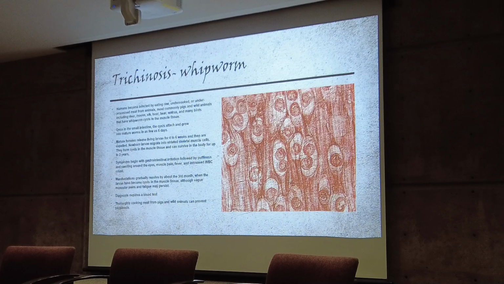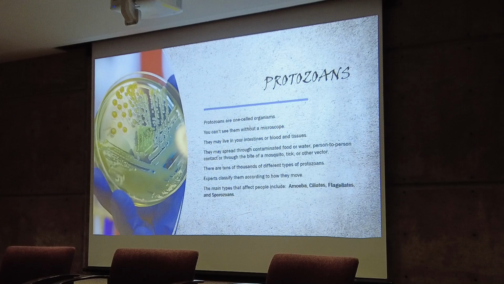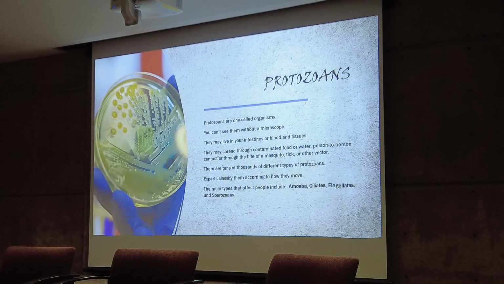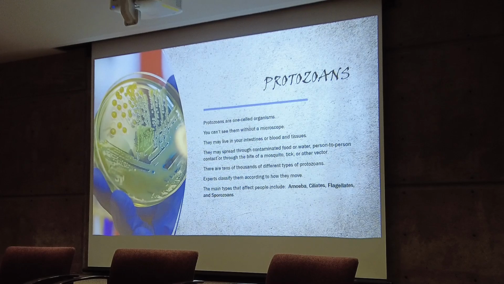Now, not to be outdone with all of these, we have the protozoans. Protozoans are one-celled organisms. You can't see them without a microscope. They may live in your intestines or your blood and tissues. They may spread through contaminated food or water, person-to-person contact, or through the bite of a mosquito, tick, or other vector. There are tens of thousands of different types of protozoans.